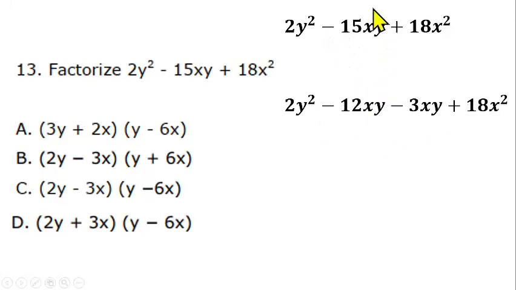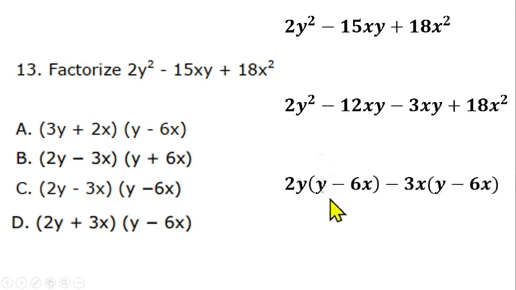So you now replace this minus 15xy here. So you'll be having 2y squared minus 12xy minus 3xy plus 18x squared. Factorize this. 2y is common here, so we can have 2y into y minus 6x. Then what is common here? 3x is common. Sorry, minus 3x is common here.